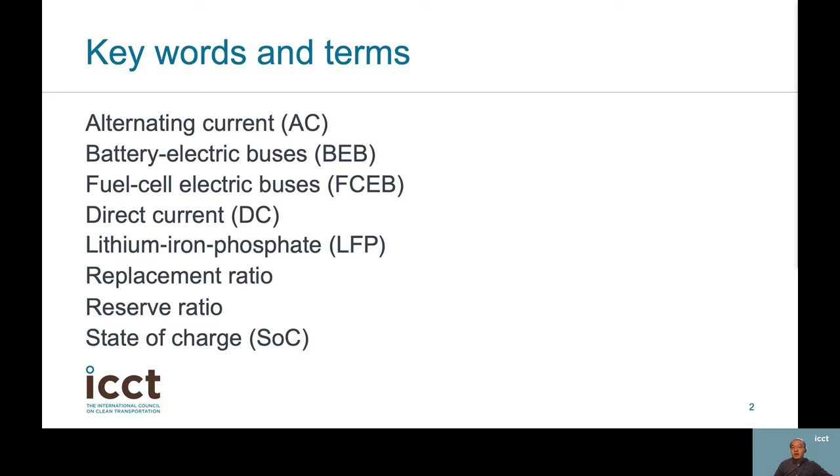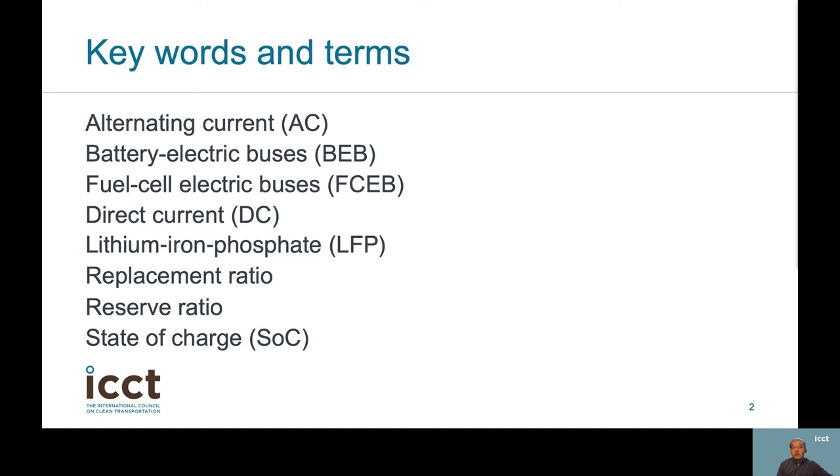Alternating current is an electric current that reverses its direction many times a second at regular intervals. The electricity that we get from household circuits is AC. Motors in electric vehicles also run on AC.